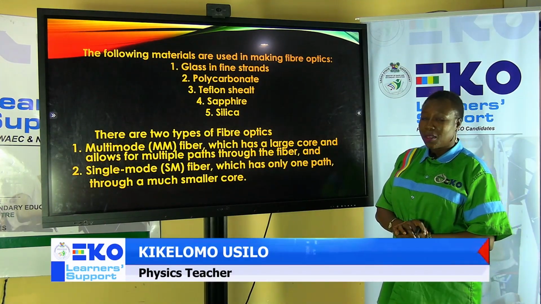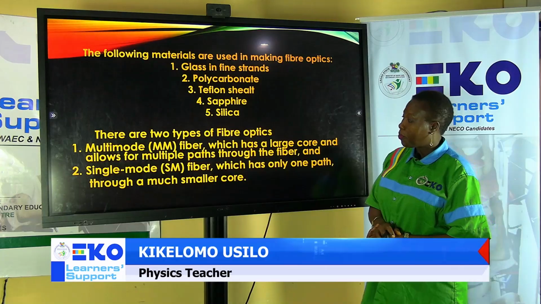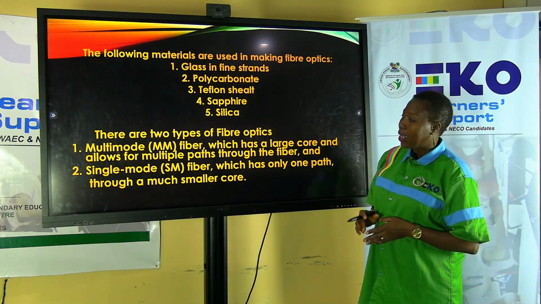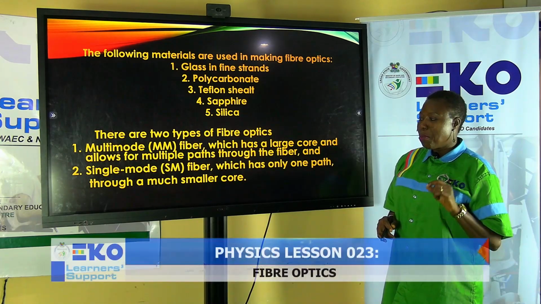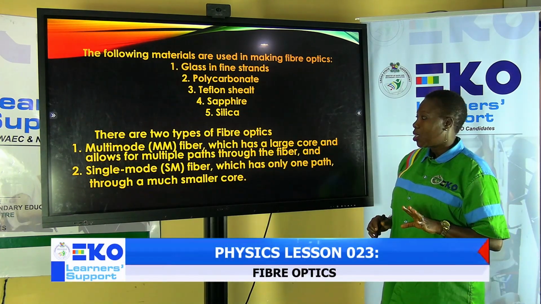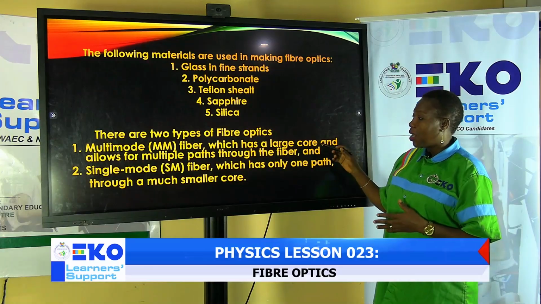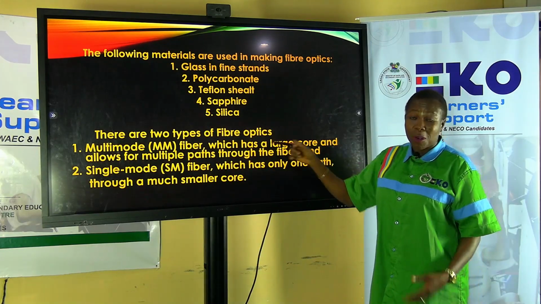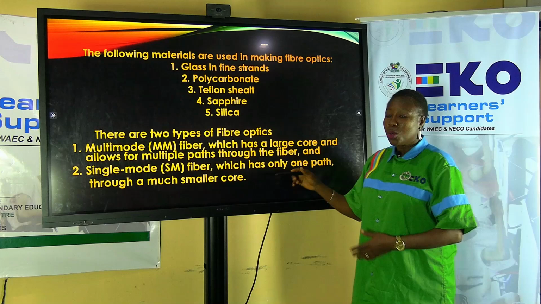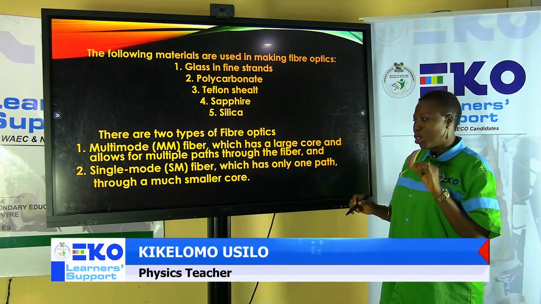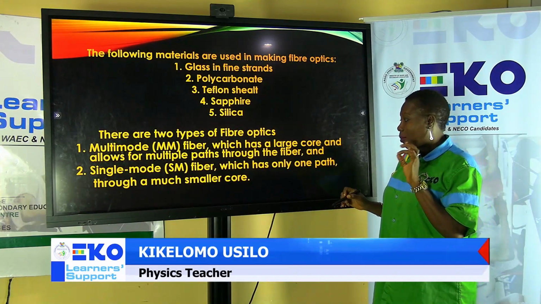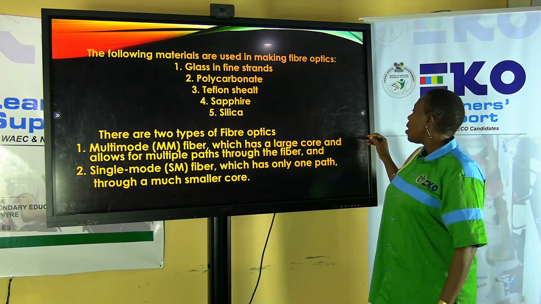We have the multi-mode fiber, which has a large core and allows for multiple paths through the fiber. And we have the single mode fiber, which has only one path through a much smaller core. Those are the two types of fiber optics, and they have their uses. Even from the name, multi-mode, single mode. So definitely the multi-mode is going to allow more passage of light, while the single mode, because it has a smaller core, is just going to be a singular path.